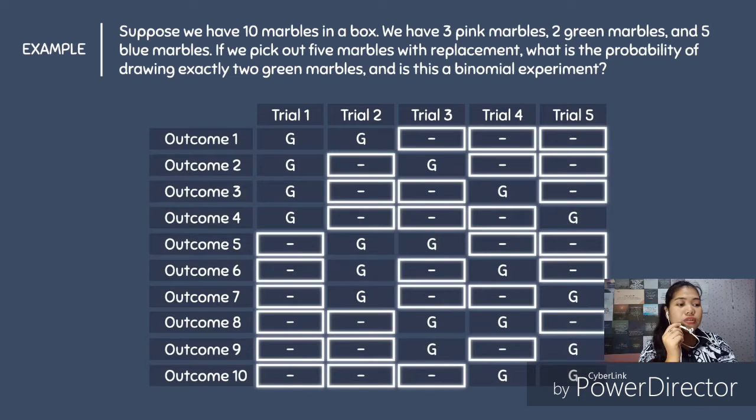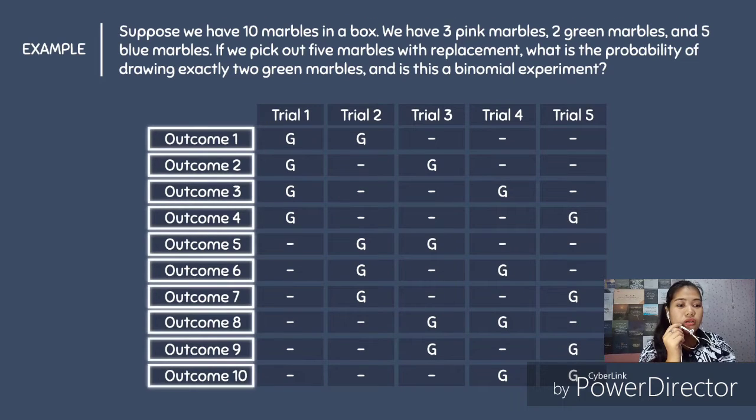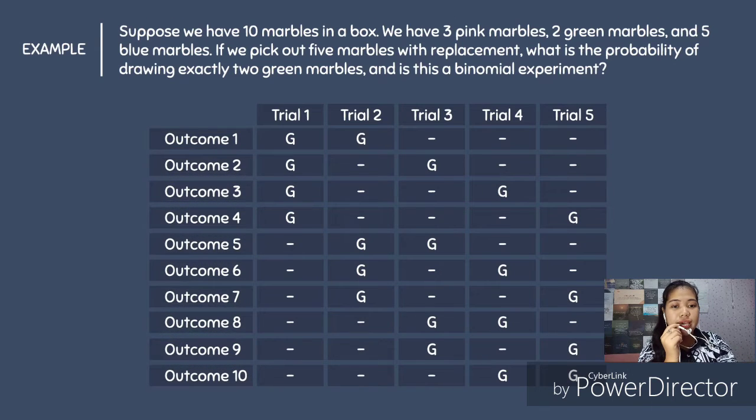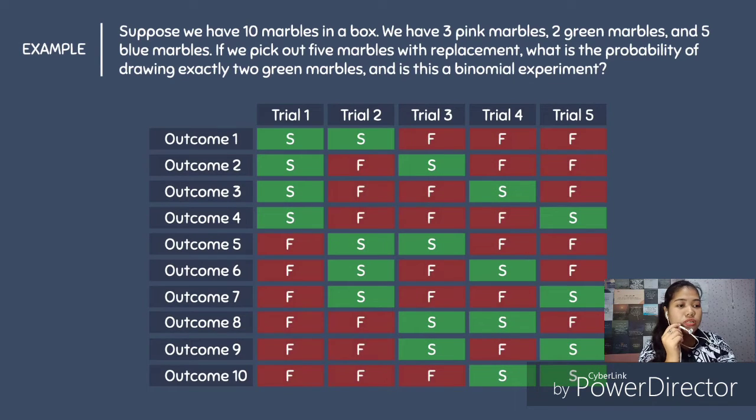Notice that I decided to write a dashed line for not getting a green marble. This is because I don't care if the marble was blue or pink. If I don't get a green marble, it's a failure in a binomial setting. We only care if we got a failure or success. Overall, we see that there are 10 different ways of drawing 2 green marbles. We can reframe this by saying that there are 10 different ways of getting 2 successes and 3 failures.